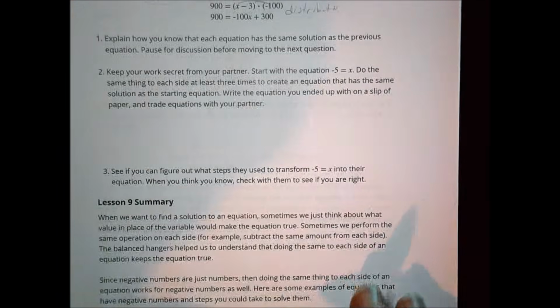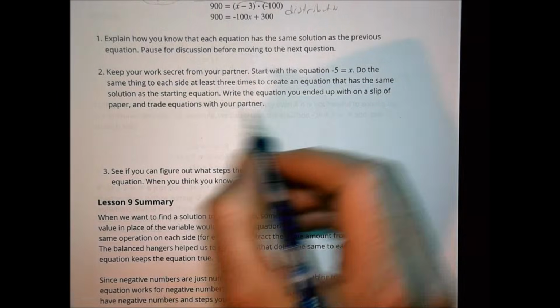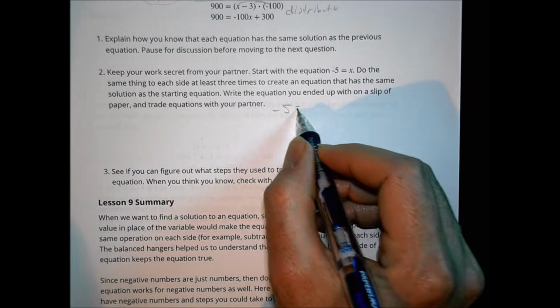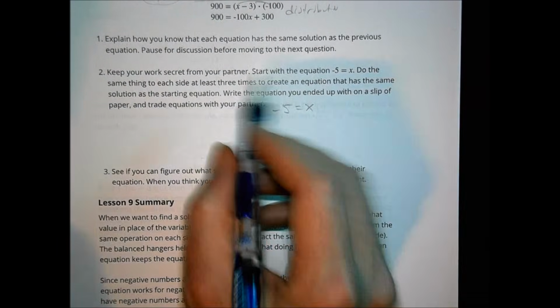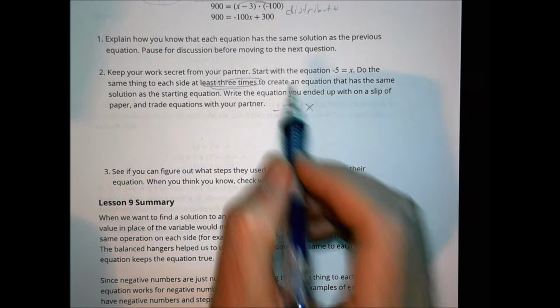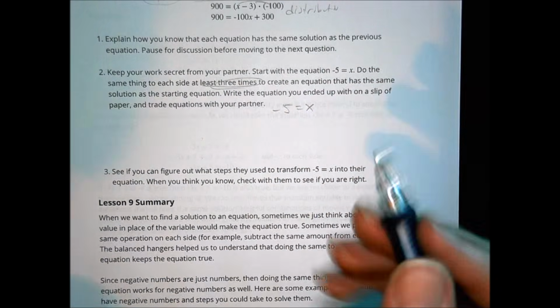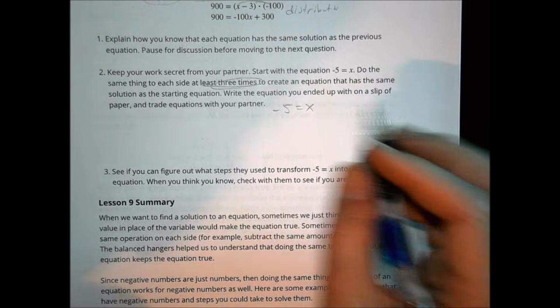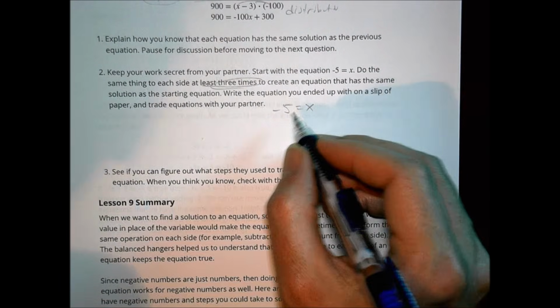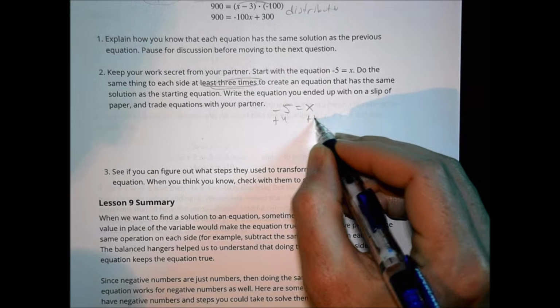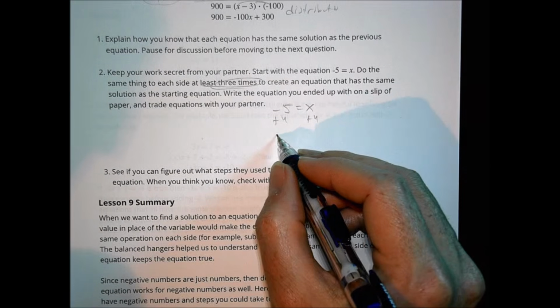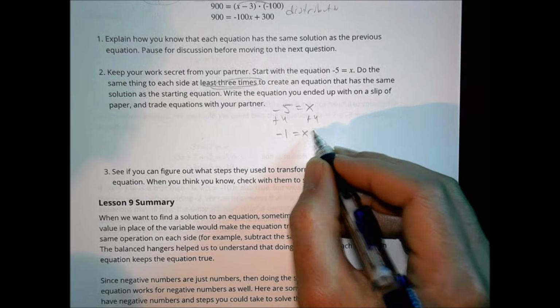Now the next thing says to work with a partner, and you want to start with an equation like negative 5 equals x, and you want to do the same thing to both sides at least 3 times to make a new equation. So as an example, and this is just my example, but you'll do it on your own, let's say I add 4 to both sides. If I did that, I'd end up with negative 1 equals x plus 4.